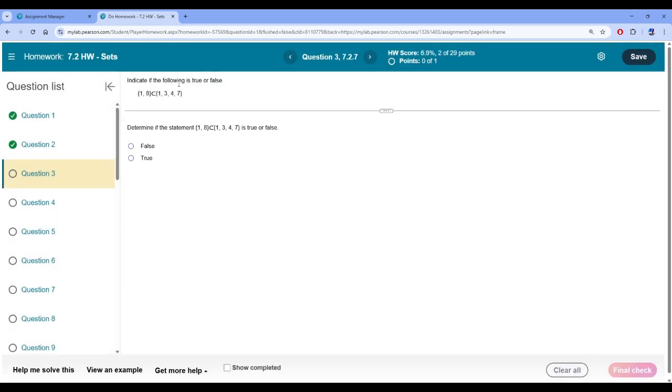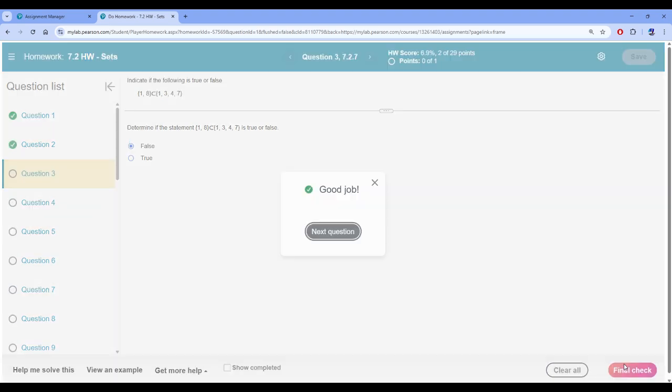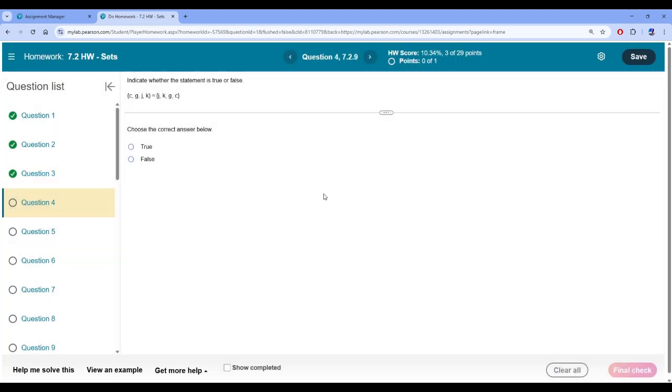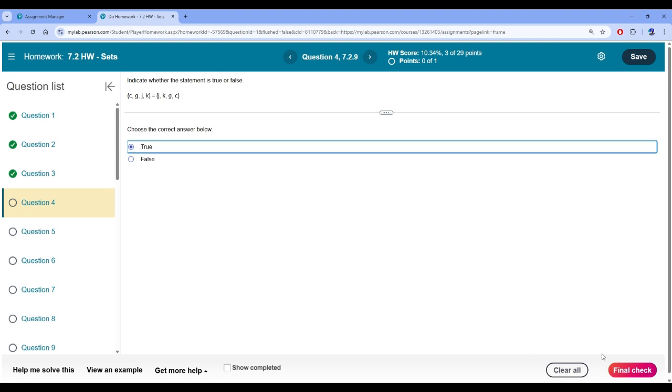All right, indicate if the following is true or false. 8 is an element of {1, 3, 4, 8}? So 1 is, 8 is not, so this is going to be false. Indicate whether the statement is true or false. {C, G, J, K} and {C, G, J, K}. Yeah, this is true. These are equal.